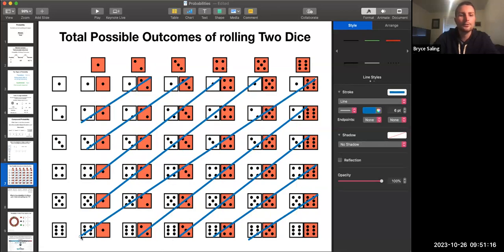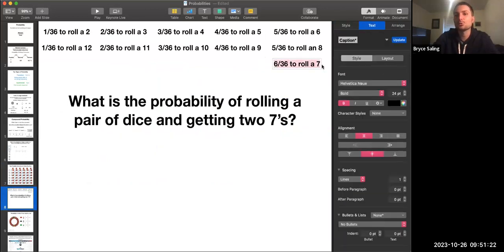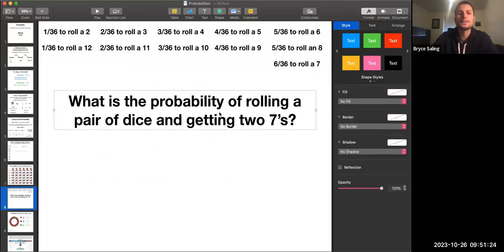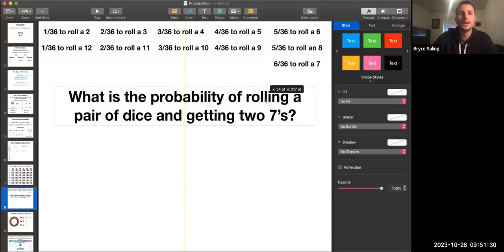So that is what a frequency table looks like. And again, you have a 6 in 36 chance to roll a 7. And if you ever go to casinos, that's why 7 is such a big number there, because 7 is the one that is the most probable to happen.